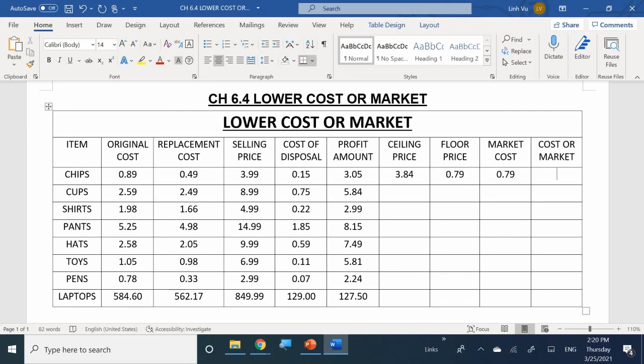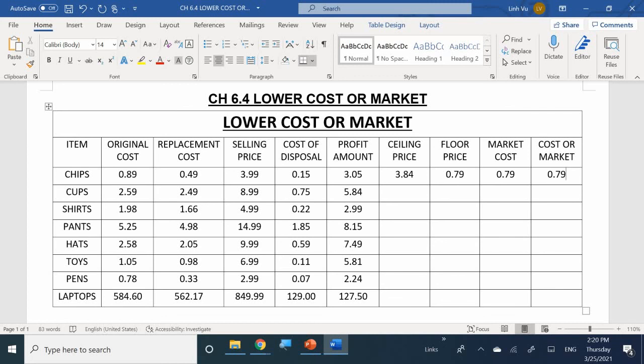So in comparison, did I originally purchase it at 89 cents compared to my 79 cents? Which one's lower? The 79 cents. Yep, so that means I have to follow the market and say, okay, since these chips are limited edition, I'm going to have to lower my cost. Okay?